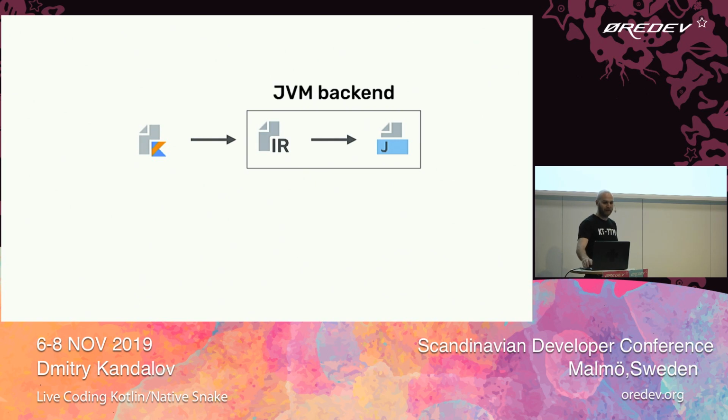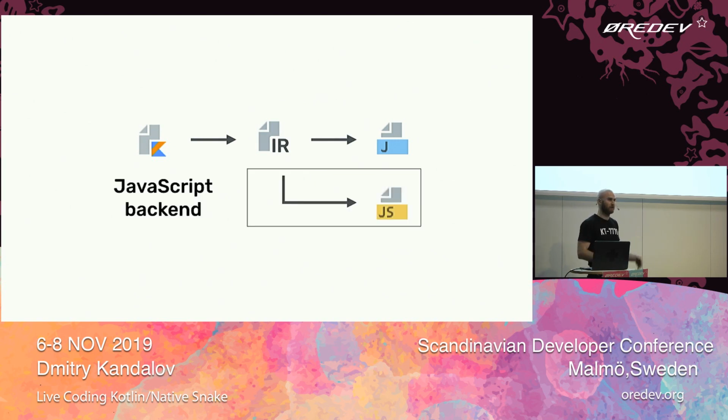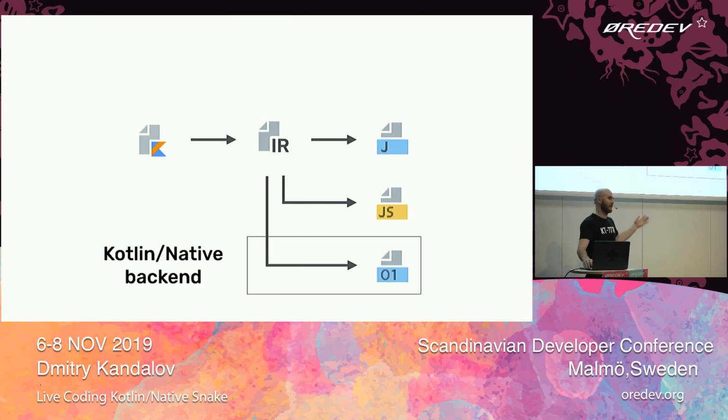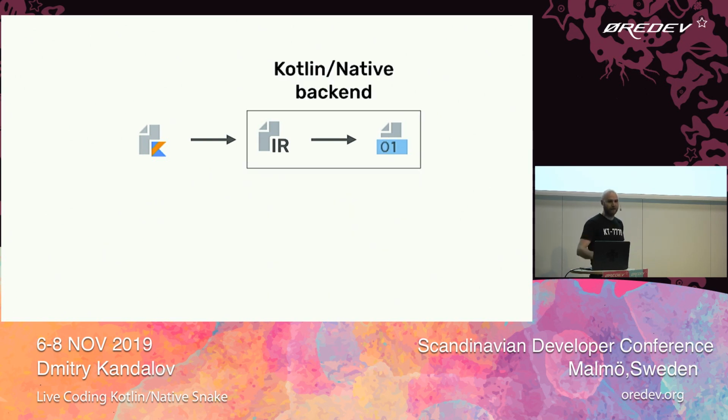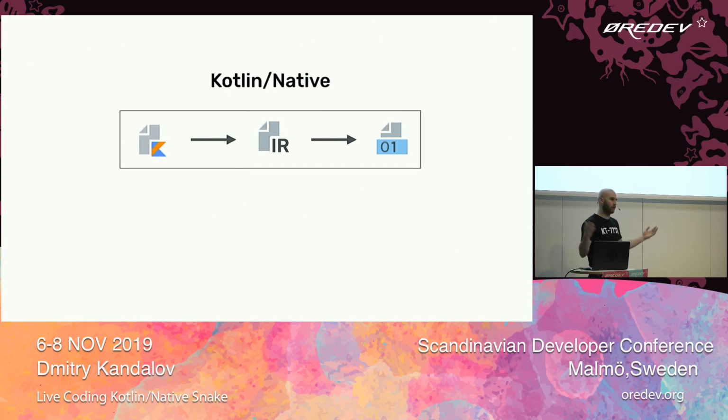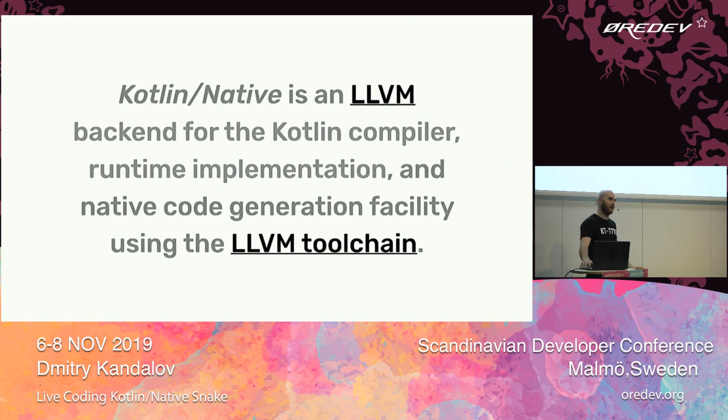There are a few backends for Kotlin. There is the JVM backend. There is also a JavaScript backend, so you can compile your source code from Kotlin into JavaScript files. And there is the Kotlin Native backend. So there are 3 backends and 1 frontend for the Kotlin compiler. This is the Kotlin Native backend, and the whole thing is called Kotlin Native. So that's one thing. The other thing is LLVM.